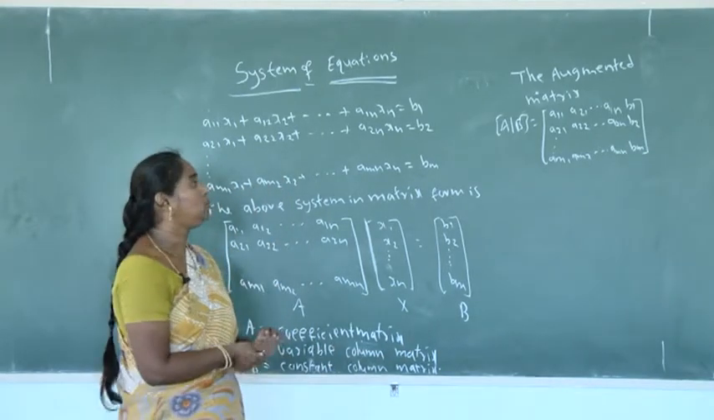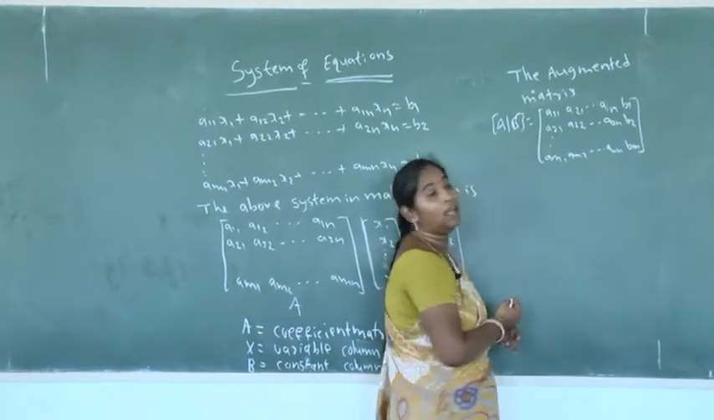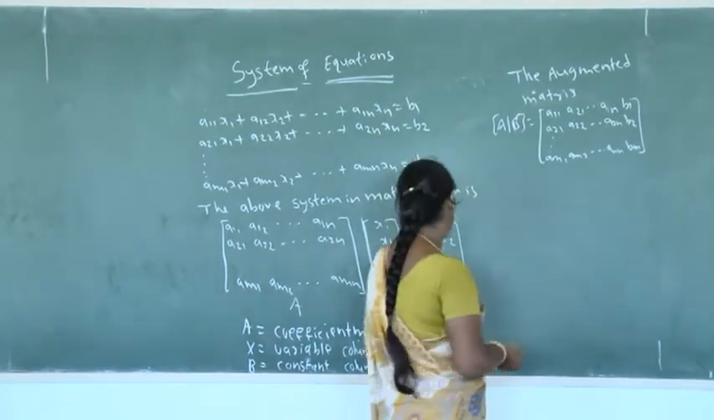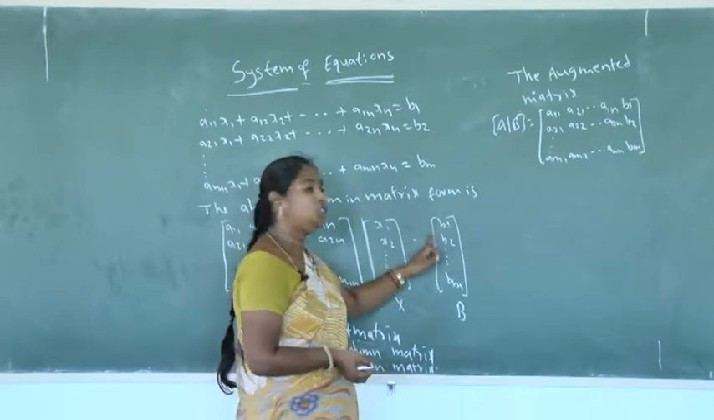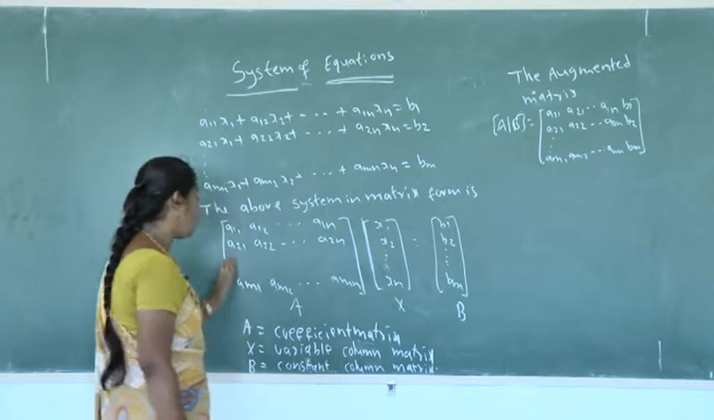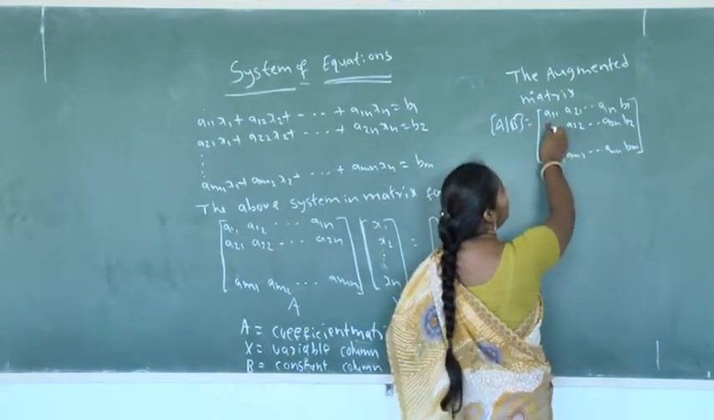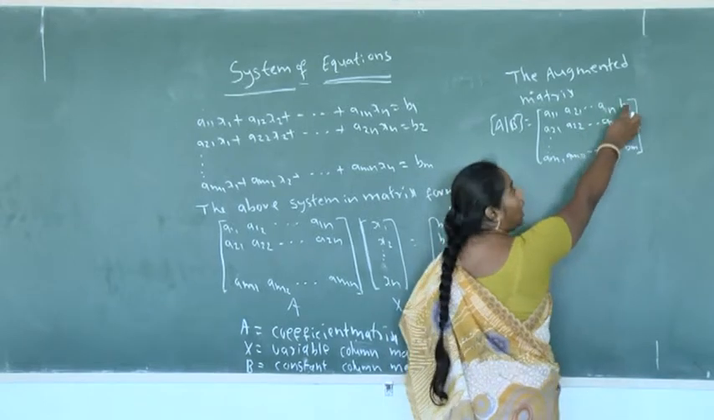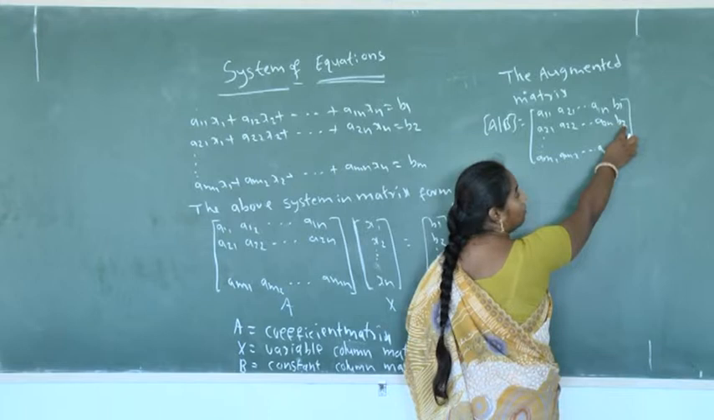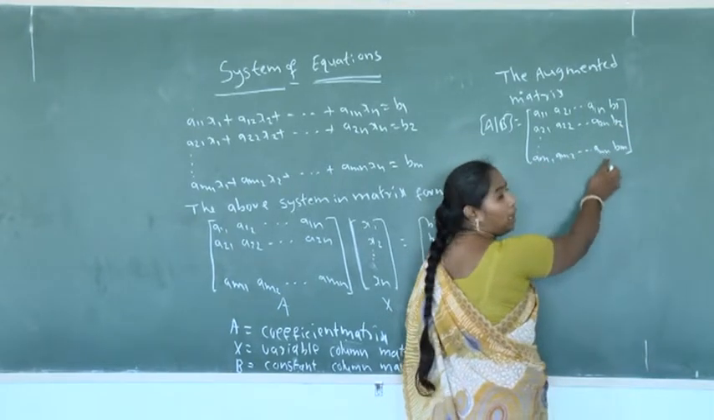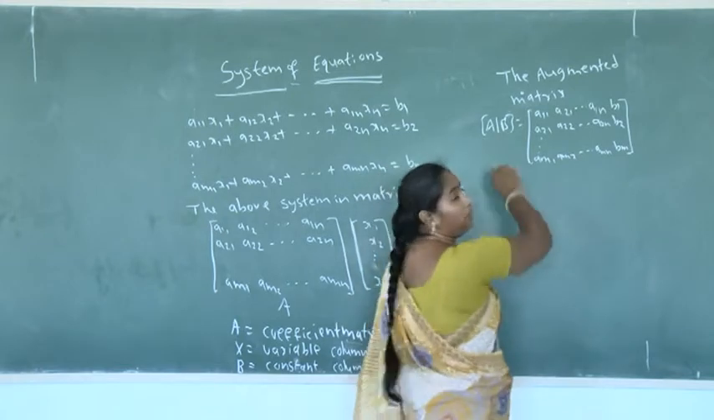Next we are going to construct the augmented matrix, which is denoted A over B and is obtained by adding the constant column matrix as the last column to the coefficient matrix. So A over B is equal to A11, A12, A1n, and we are adding B1 here; A21, A22, A2n and so on, B2; Am1, Am2, Amn and so on, Bm. So this is the augmented matrix.